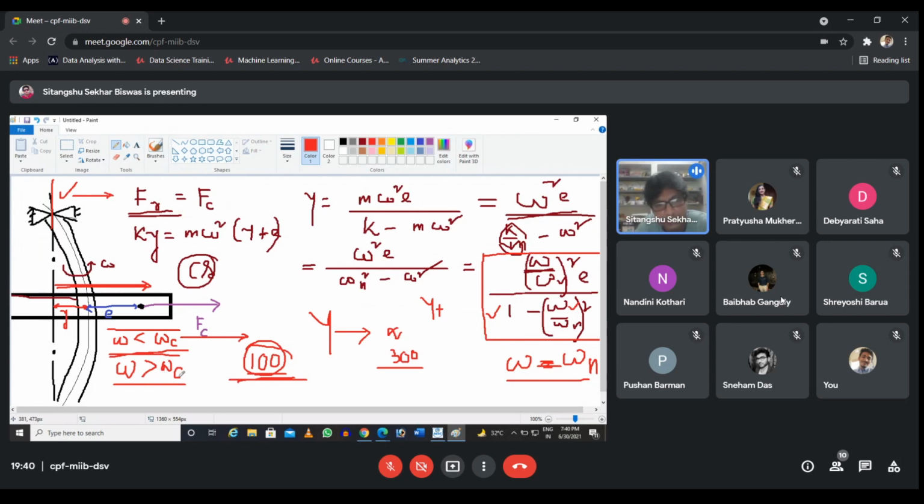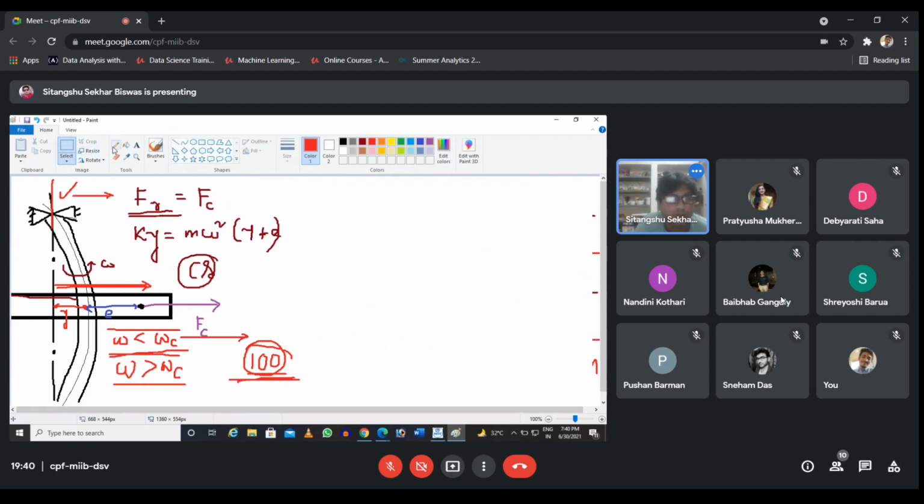Now, if omega is greater than omega c or omega n, that time this quantity is higher than 1. So your y will be negative. So what will happen at that time? Basically this point will come to that side. Let us try to draw it. So this is my center of the axis. As I told, it will be negative, so my shaft will be bent like this.